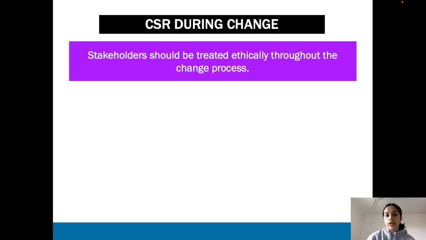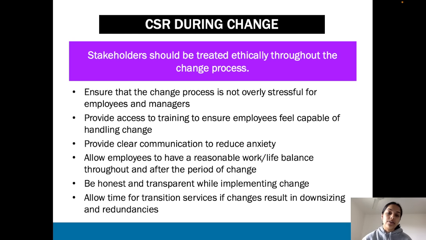And then with the second point or aspect of CSR during change, another thing you could explore is where stakeholders are actually treated ethically throughout the change process. So this would involve the business really ensuring that change is not really stressful for employees or managers, and that they're providing training to ensure that employees feel capable of handling change.